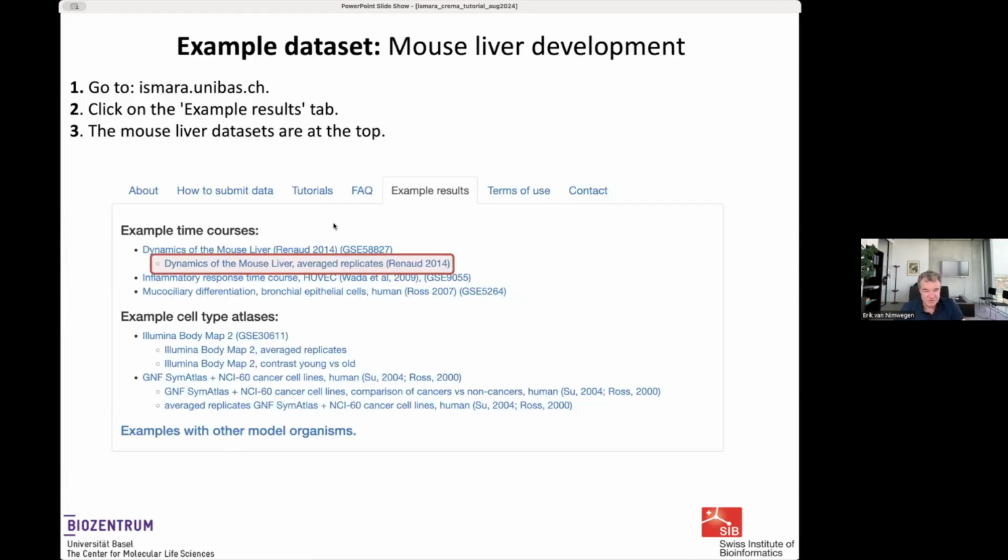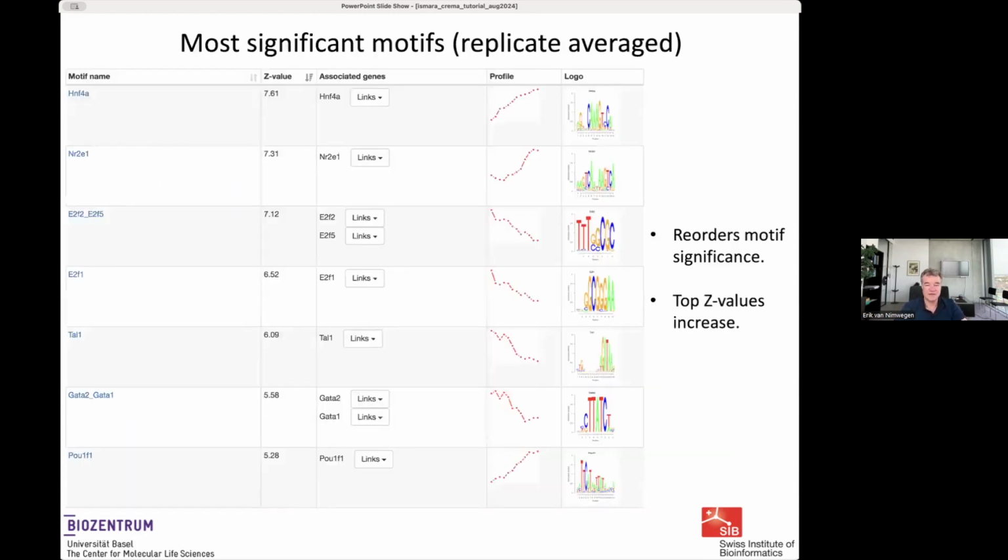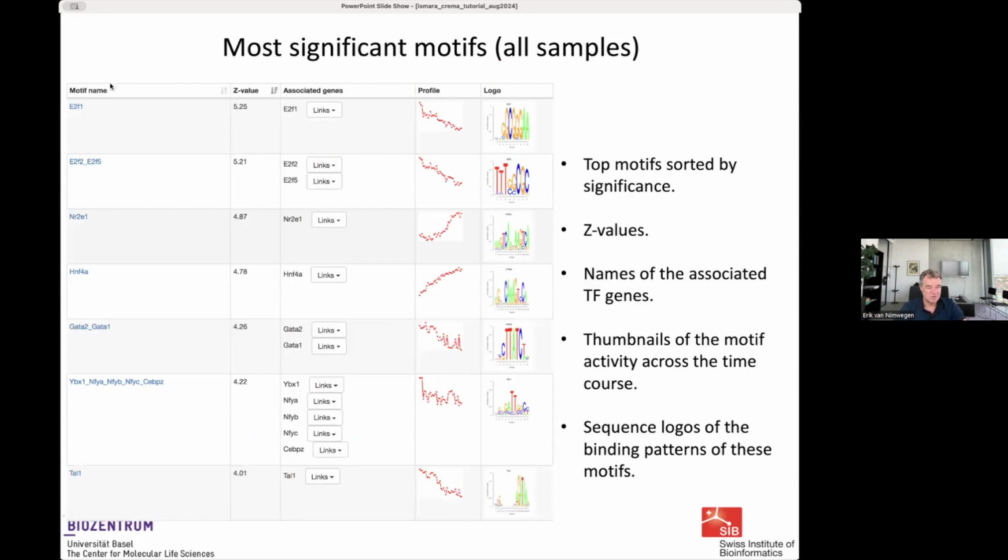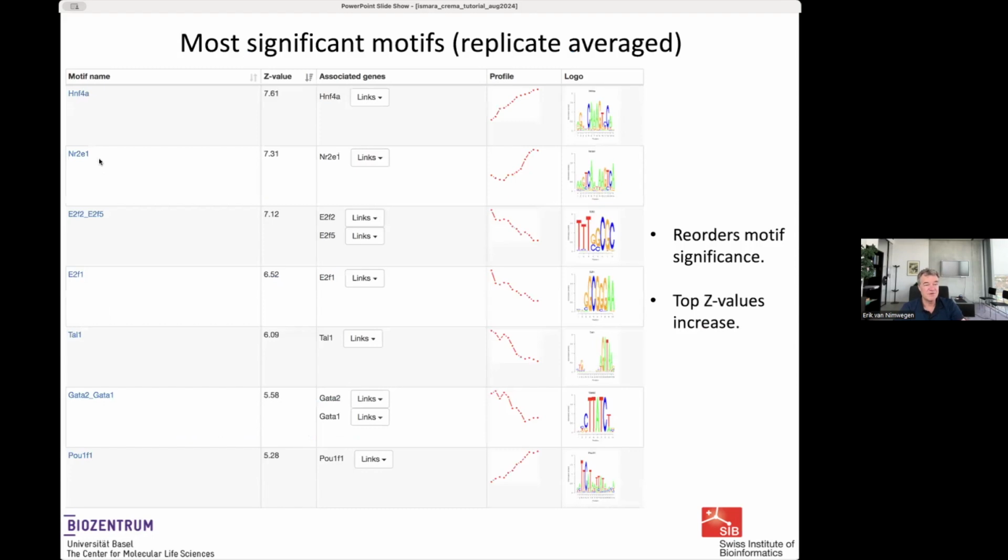To get to those results, you use the second link in this list. Now you get a table like this of motifs sorted by significance. And as you may notice, the order has now changed. This motif, HNF4A, which was ranked 1, 2, 3, 4 before, has now become the most significant motif after I averaged over the replicates. These thumbnails become simpler because now there are fewer samples, of course, because I've averaged over replicates. And also these Z values have gone up. By averaging over the replicates, the error bars have become smaller and things have become more significant.